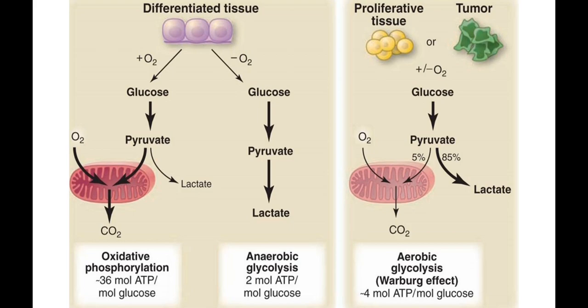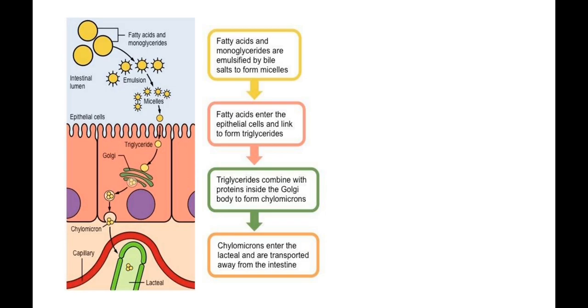This difference between cellular respiration in cancer cells and normal cells is called the Warburg effect. Even in the presence of oxygen, the cancer cells prefer to produce energy by fermentation, because they need carbon for synthesis of proteins, amino acids, and fatty acids.